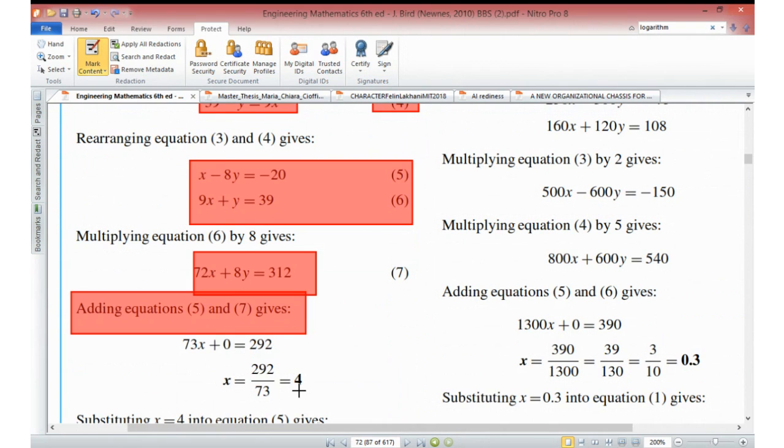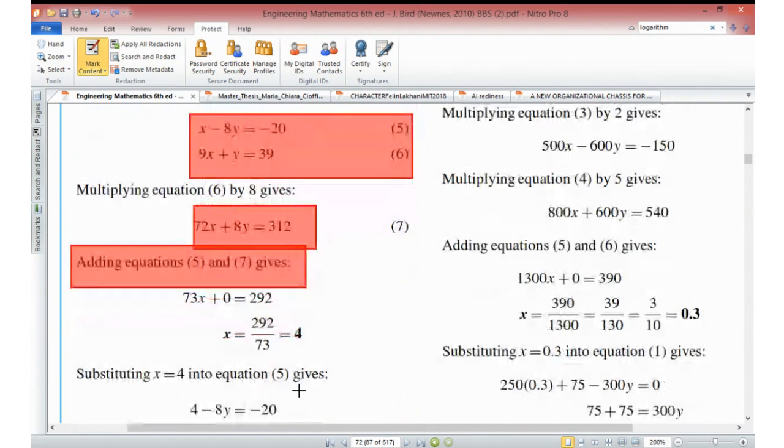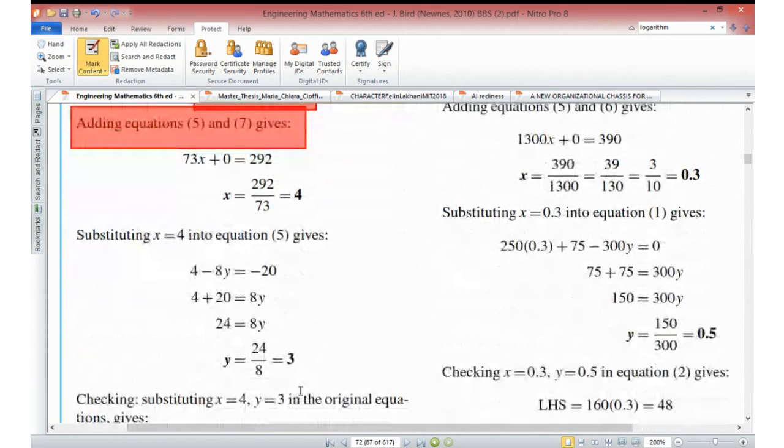Then from here, you can use the value of x to calculate or obtain the value of y, which is going to be 3.